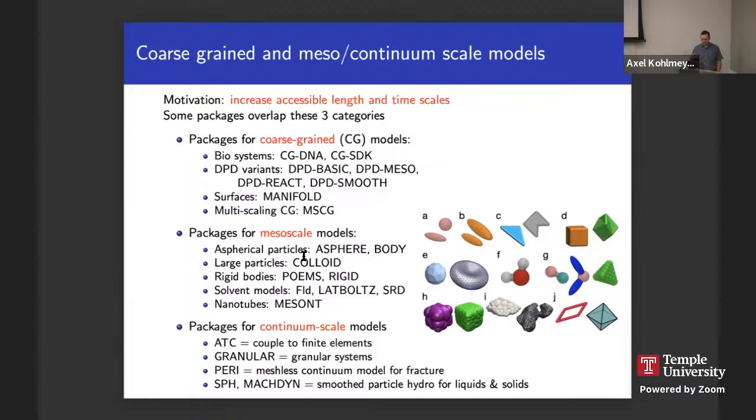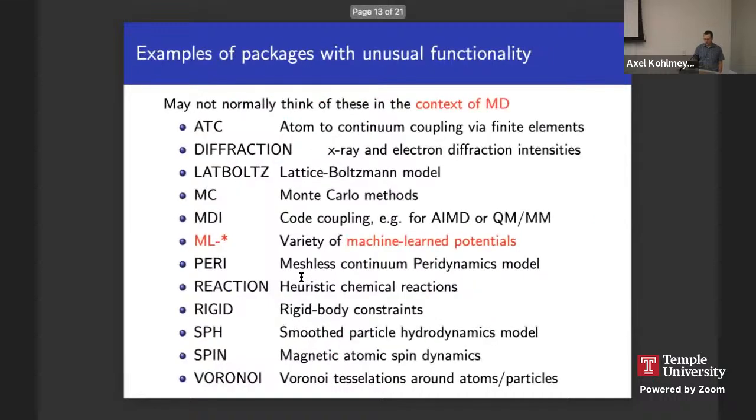You can also do large particles with the COLLOID package, rigid bodies, solvents, and nanotubes. And finally, there are continuum scale models. The ATC package allows you to couple to finite elements. GRANULAR is for granular systems. Peridynamics is a meshless continuum model for fracture. And then there's smoothed particle hydrodynamics and others for liquids and solids. And here are some more examples.